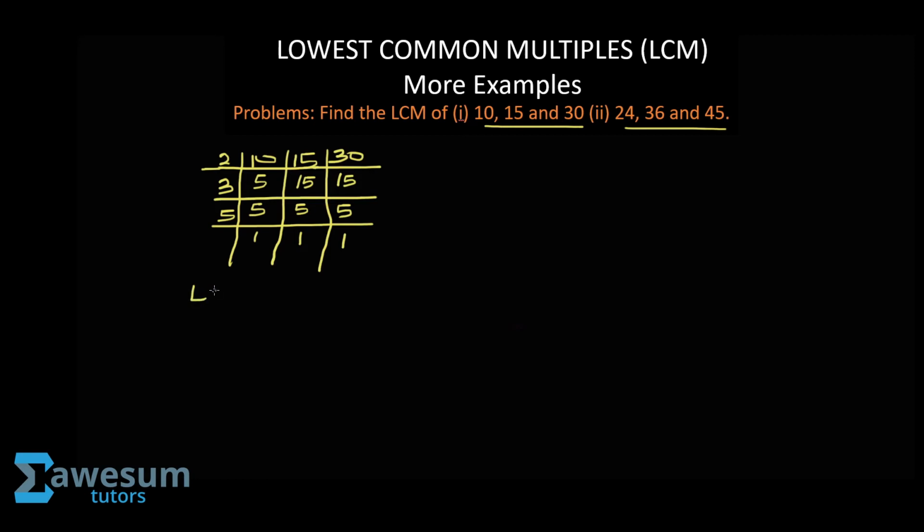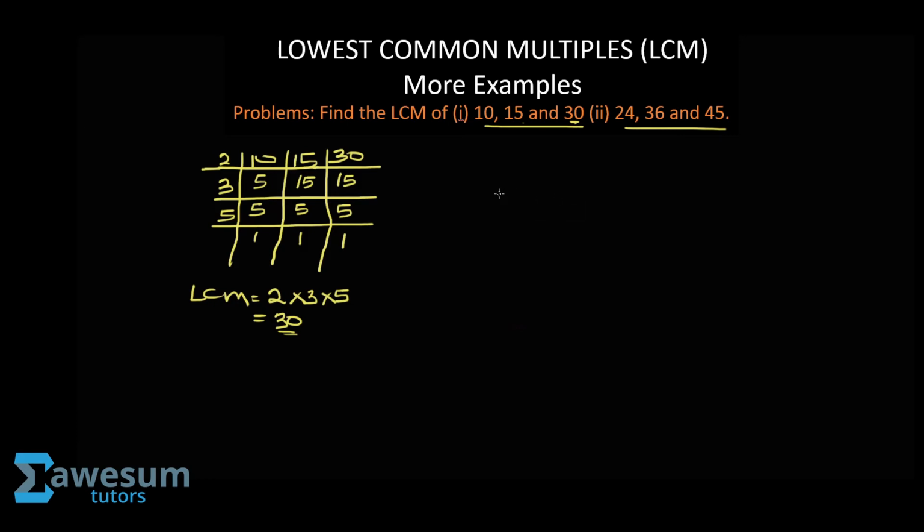That means my LCM is going to be 2 times 3 times 5. 2 times 3 is 6. 6 times 5 is 30. So that means the LCM of 10, 15, and 30 is what? 30. Let's look at the next problem.